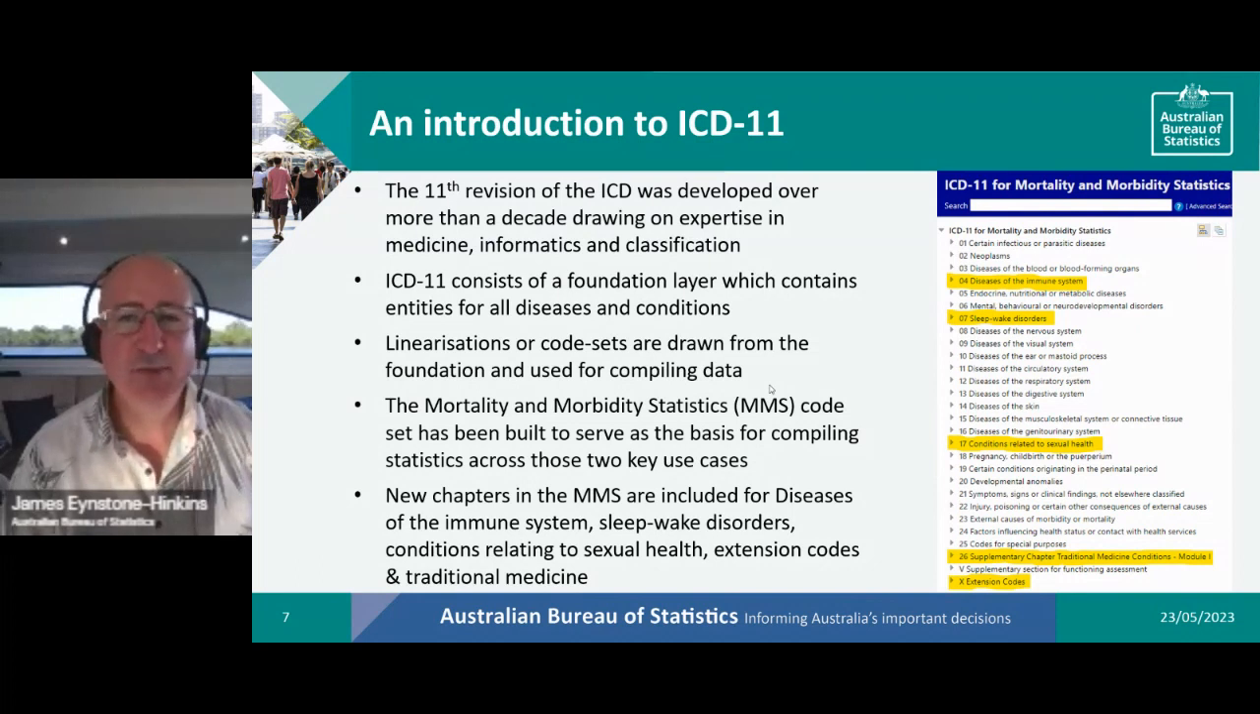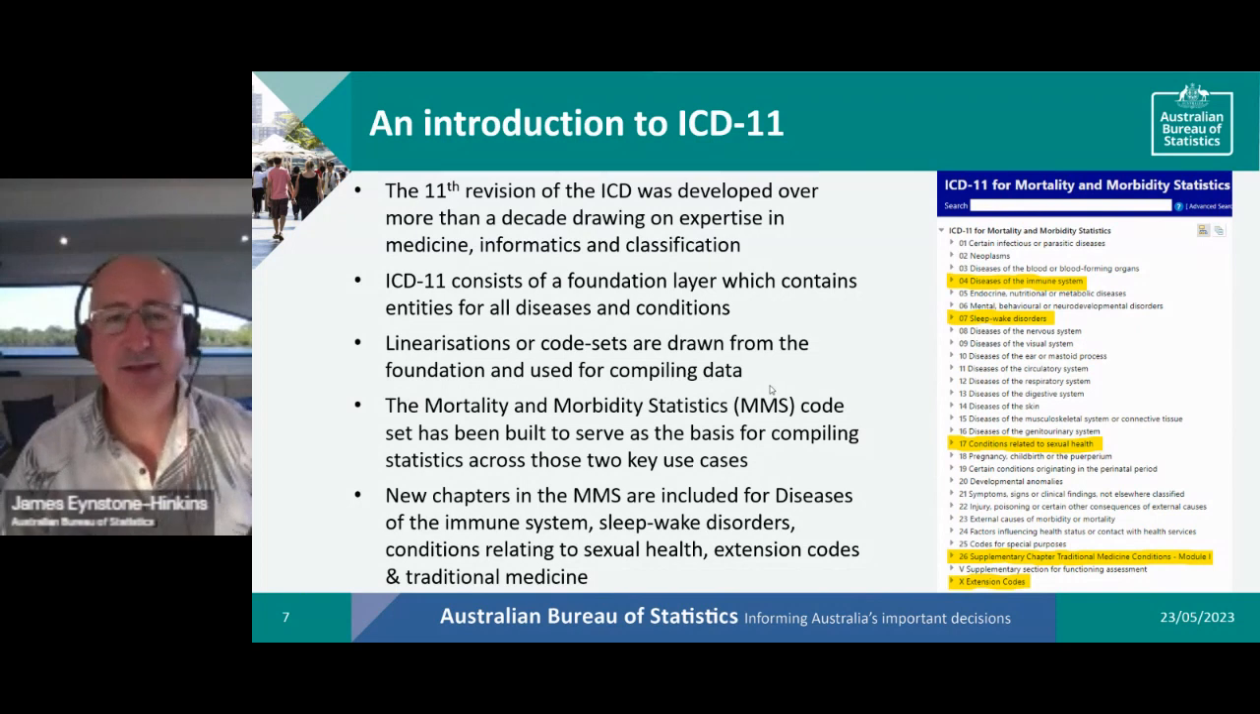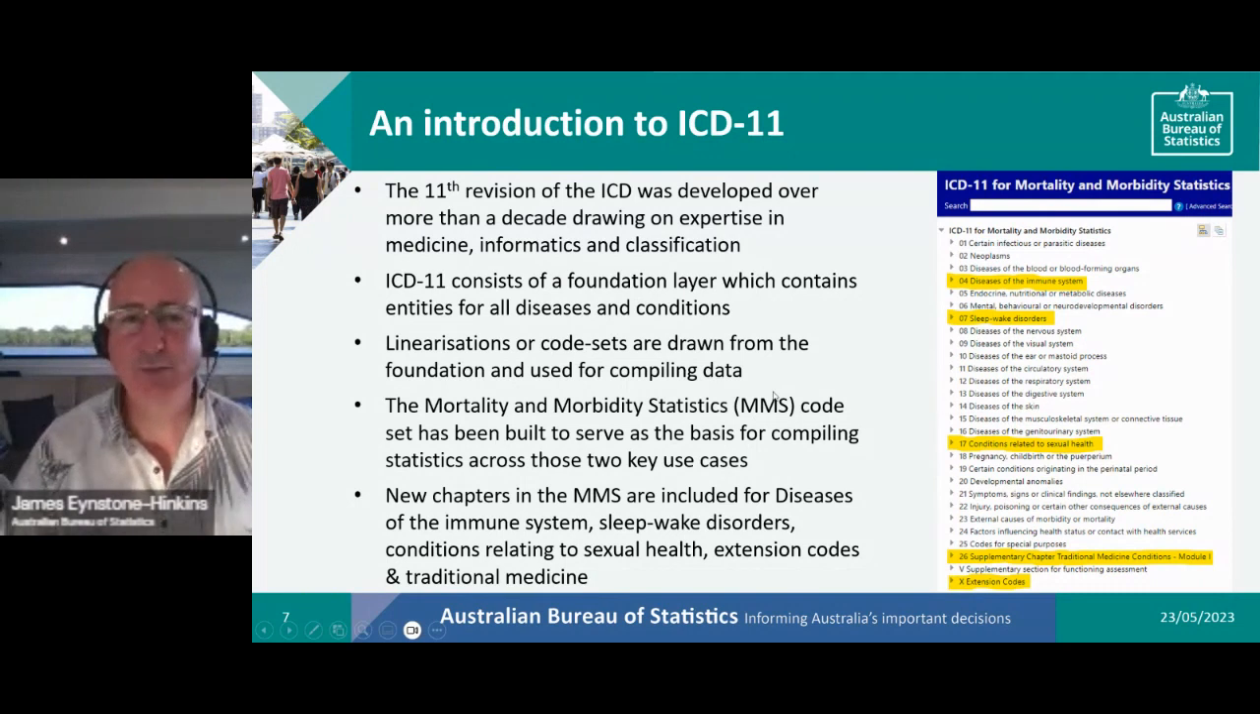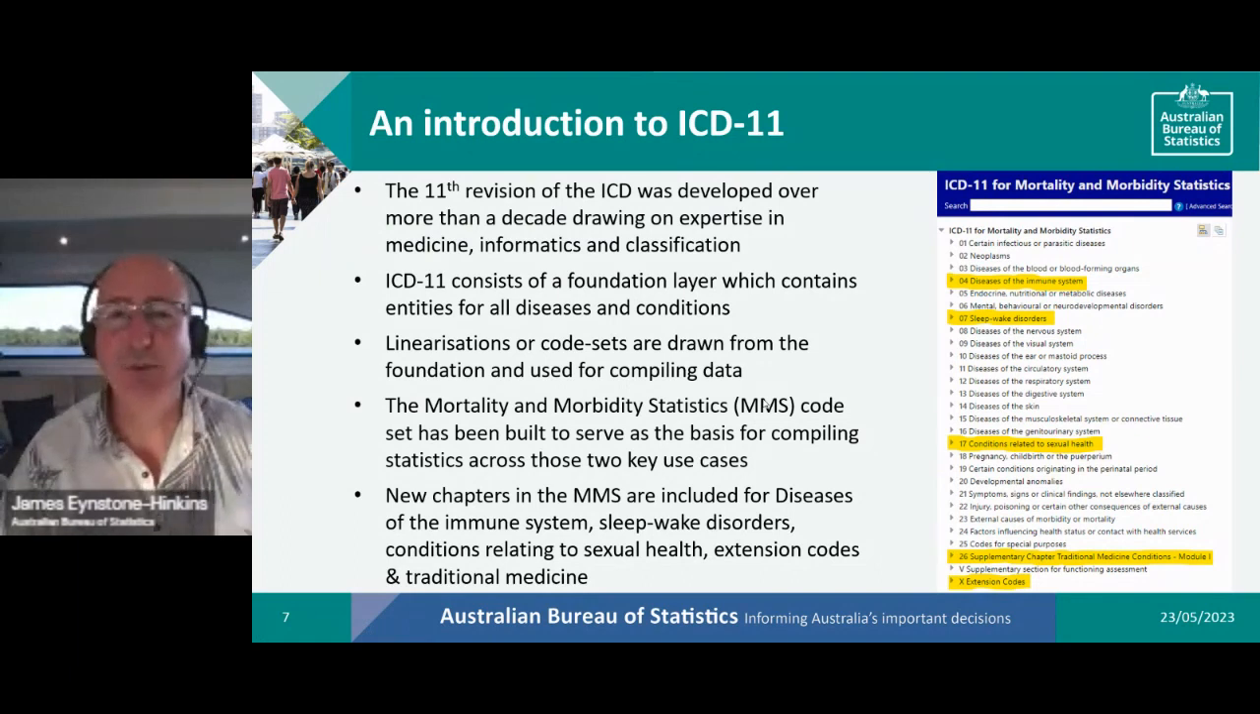The one that people would most commonly use would be the mortality and morbidity statistics code set, and that is going to be used as a basis for statistics around the world, by WHO member states. So that will look most like ICD-10. There are a few new chapters even within the mortality and morbidity statistics code set. So there's the immune system chapter, sleep-wake disorders, conditions related to sexual health. There is a traditional medicine chapter, and there are extension codes, and we'll go into that in a little bit more detail in a minute.